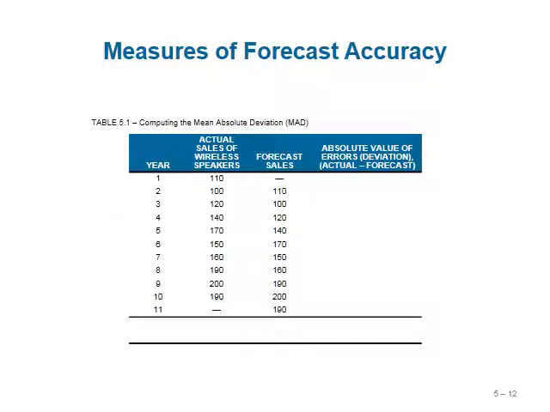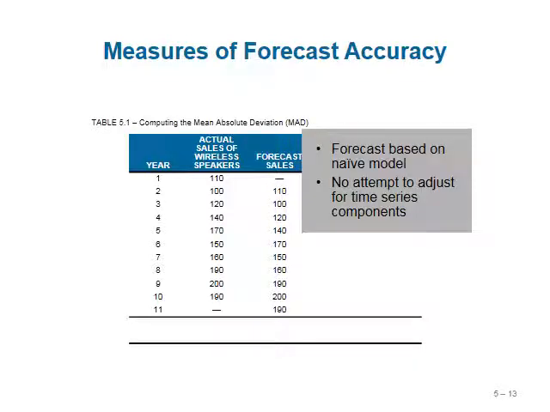Let's do a quick example. Here we have a set of data on speaker sales. In the first column we have the actual sales, and in the second column we have our forecasts. Now this is a very simple forecast called a naive forecast, where our forecast is just the actual sales of the previous month. We are not adjusting for the time series components.